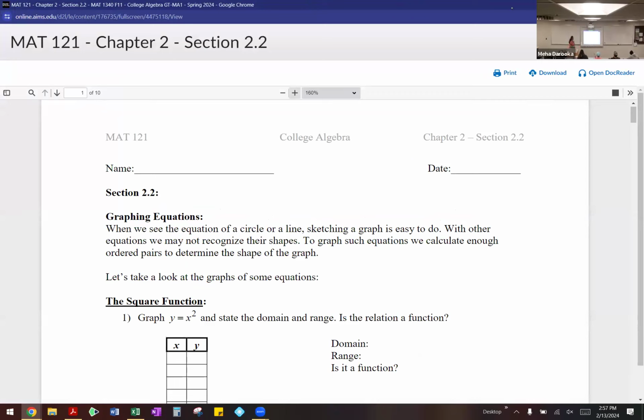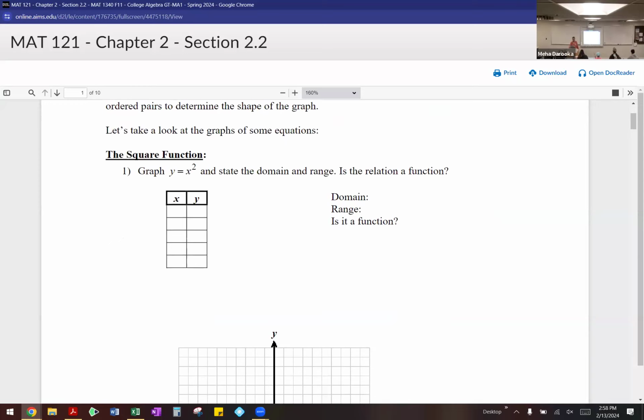So this one here is talking about, of course, it's very easy to do a straight line. You basically need 2 points, and we saw several different examples of that in chapter 1. We actually also talked about how to graph a circle in chapter 1. With other equations, we may or may not recognize their shape. So sometimes, it's a good idea to do several ordered pairs so that we can get a sense of what the shape would look like, and then you're connecting the dots in a way.